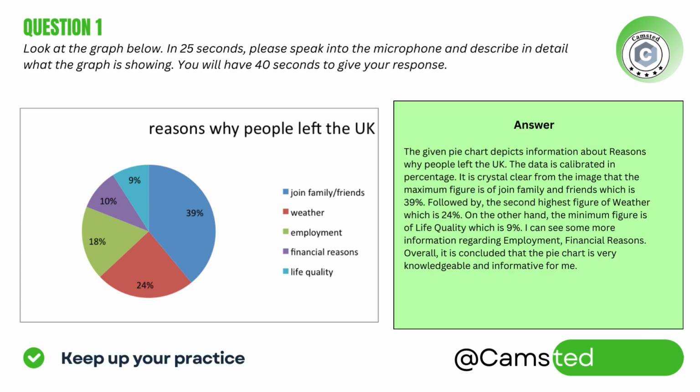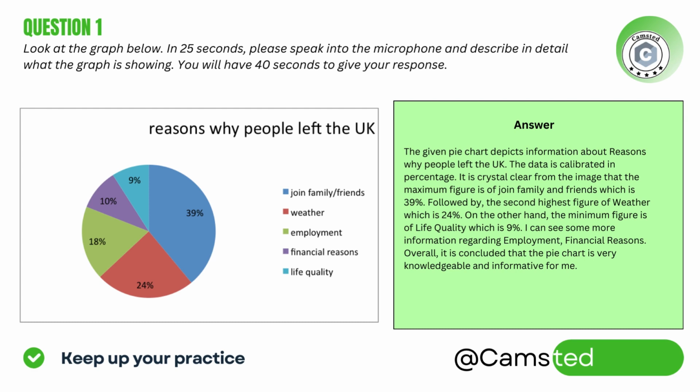The given pie chart depicts information about reasons why people left the UK. The data is calibrated in percentage. It is crystal clear from the image that the maximum figure is of joined family and friends, which is 39%, followed by the second highest figure of weather, which is 24%.